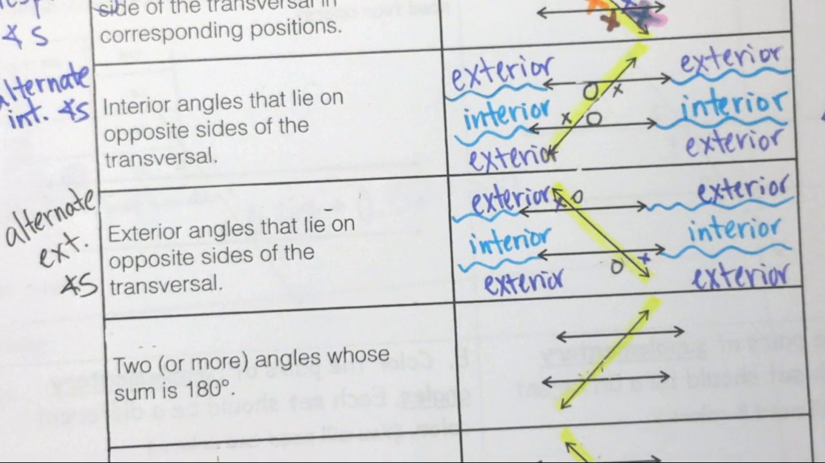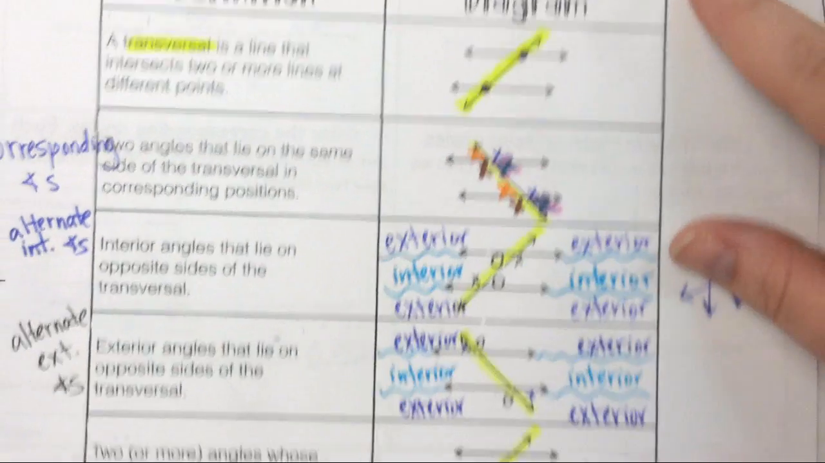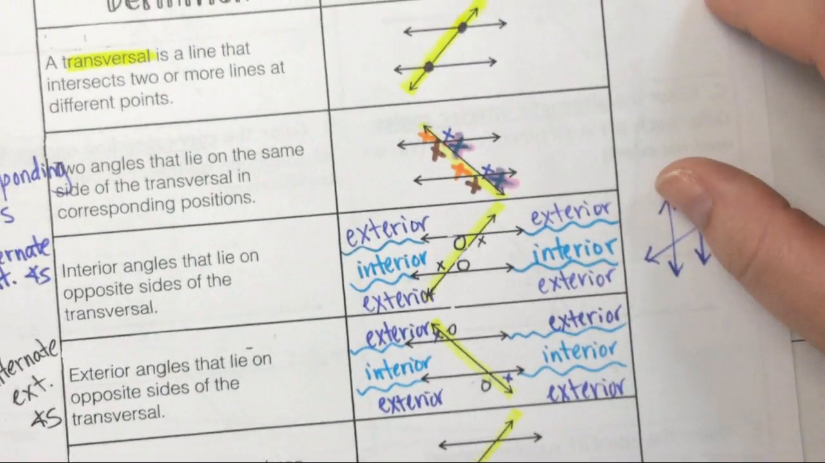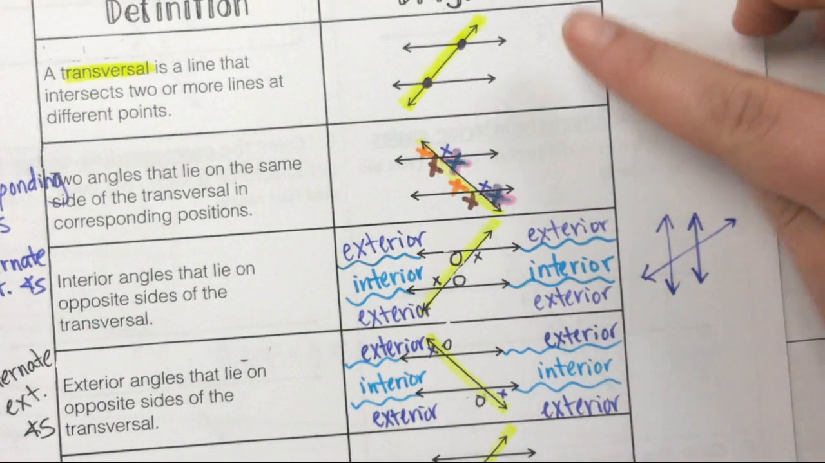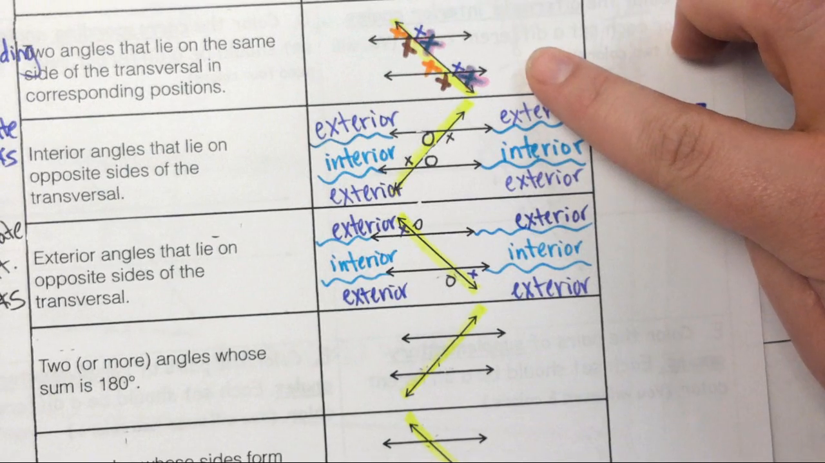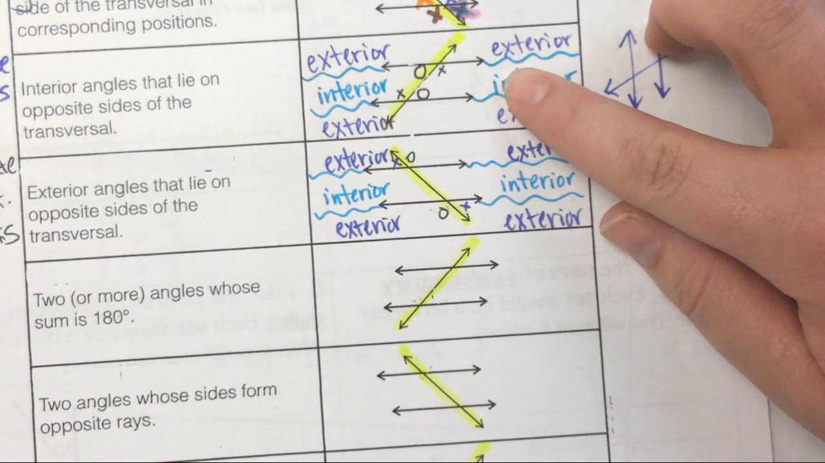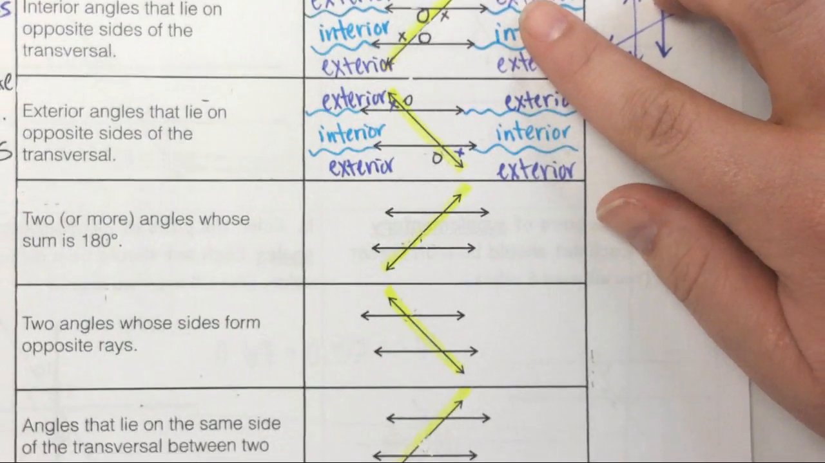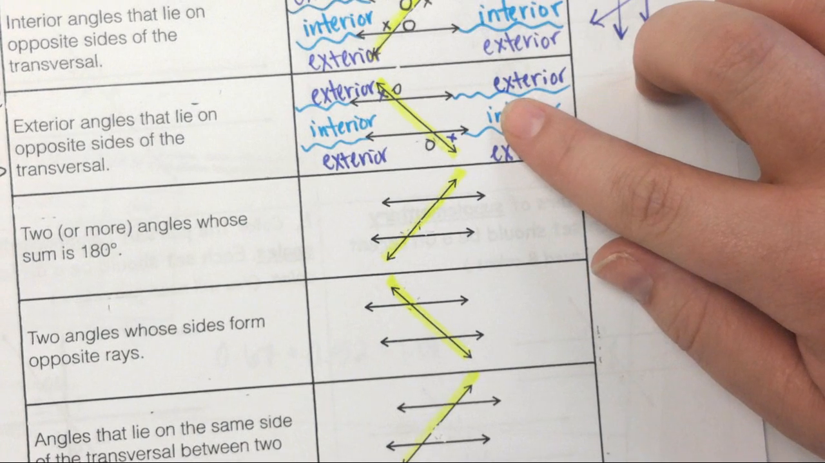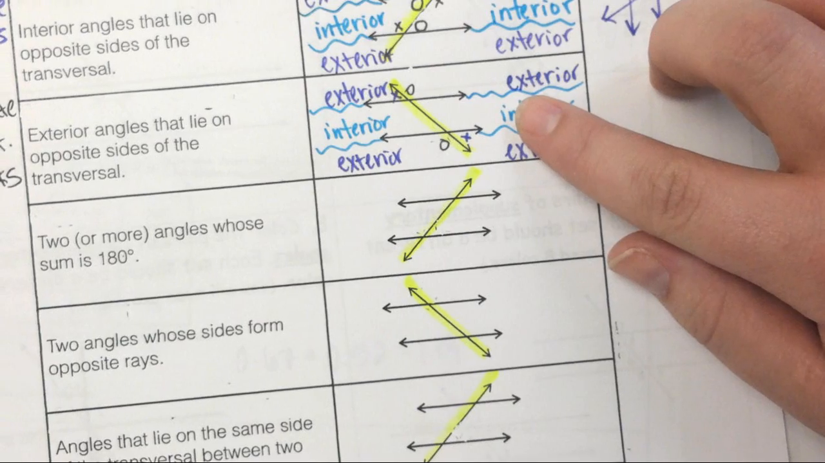Okay, so big giant review. For the past three to four minutes tops, we've learned so many new things. That yellow line is called a transversal. It's cutting between two parallel lines. If they are in the same spot, the way I sleep in the same spot on my bed, they're called corresponding. If they're on opposite sides of the yellow line on the inside, they're called alternate interior. If they're on opposite sides of the yellow line on the outside, they're called alternate exterior. Are there any questions about that?